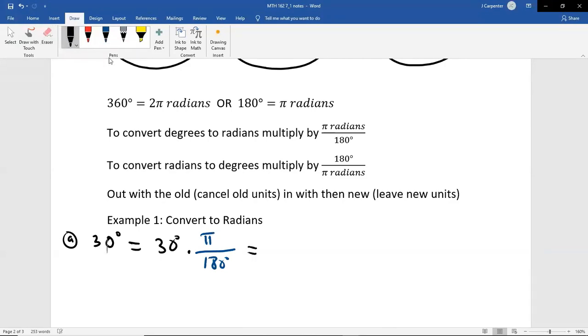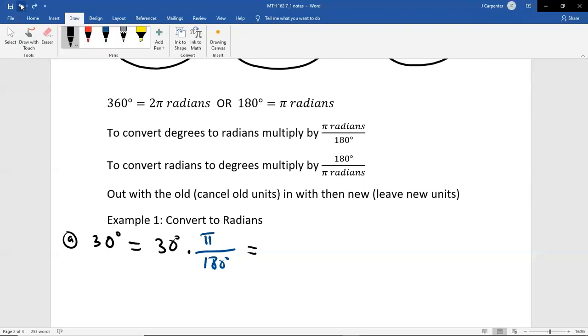So when you do this, 30 and 180 reduce. You've got to know how to reduce your fractions. 30 would go in 180 6 times. But the bigger number's in the bottom, so that means the 6 is going to go in the bottom. So there's a degree in the top, there's a degree in the bottom, so those units cancel each other out. I'm going to erase the canceling, but they will cancel each other out.